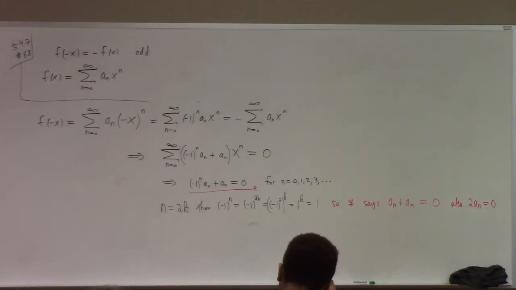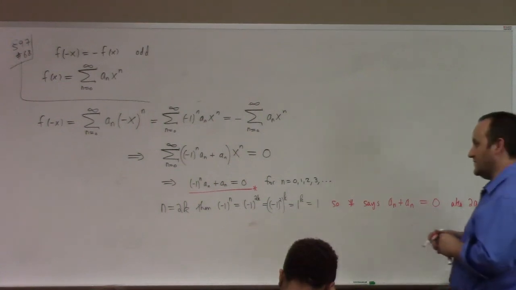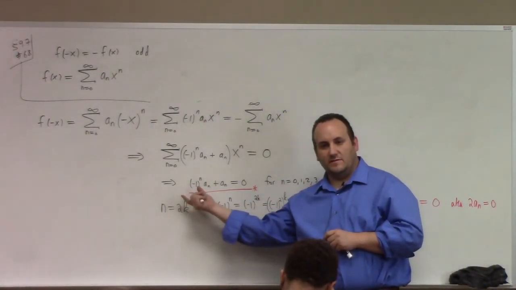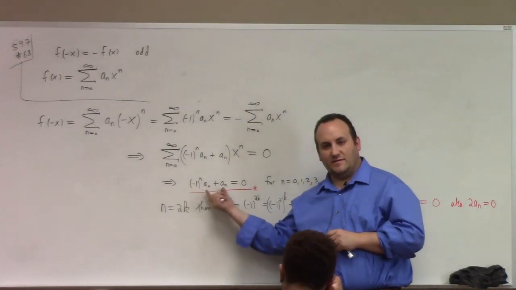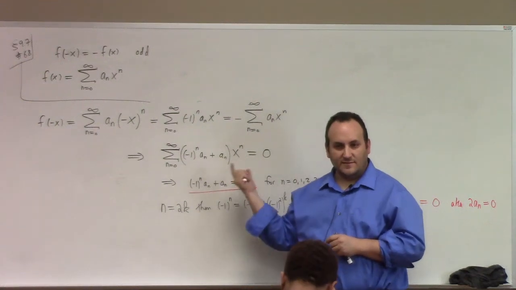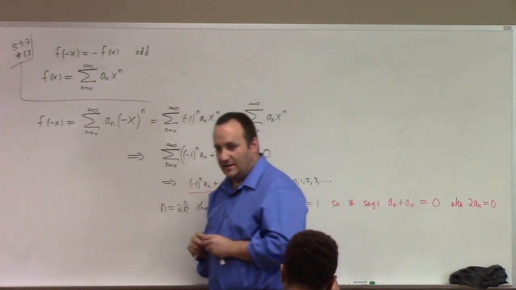On the other hand, if we look at n odd, what happens? If n is odd, this gives you a minus. Then it adds up. So minus a sub n plus a sub n equals 0. True, but useless. So we get no restriction on odd coefficients.